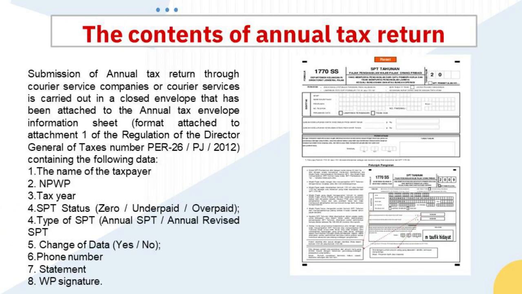Submission of annual tax return to carrier service companies is carried in a closed envelope that has been attached to the annual tax envelope information sheet. According to the format attached to the attachment 1 of the regulation of the Director General of Taxes number PER-26/PJ/2012, containing the following data: 1.